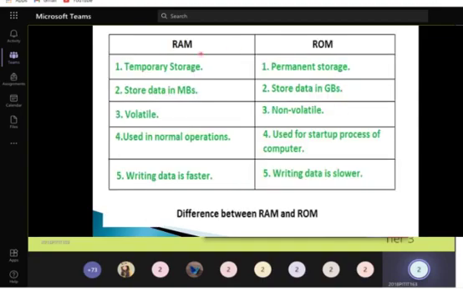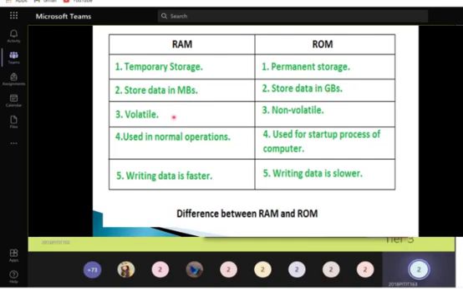So what is the difference between RAM and ROM? RAM is a temporary storage, and ROM is a permanent storage. For booting purposes and all, the data will be stored in ROM only. Here RAM stores the data in megabytes, and ROM stores the data in gigabytes. So it will store more when compared to RAM.